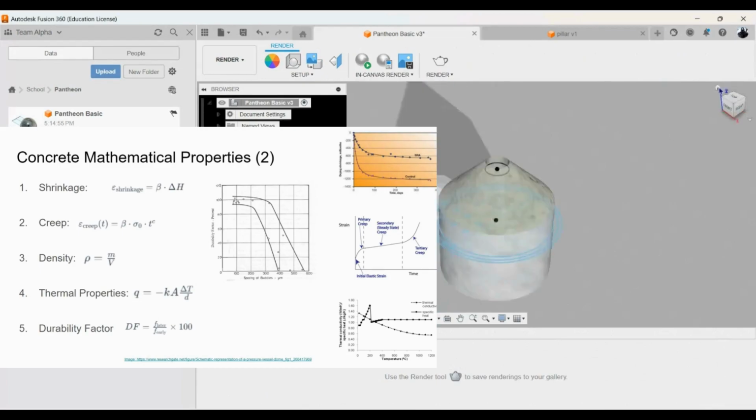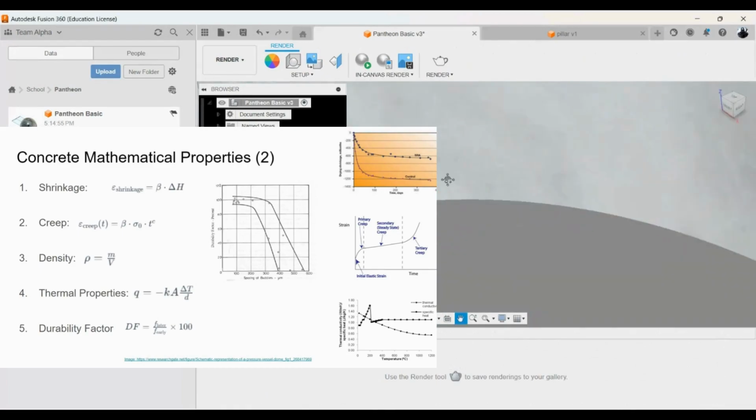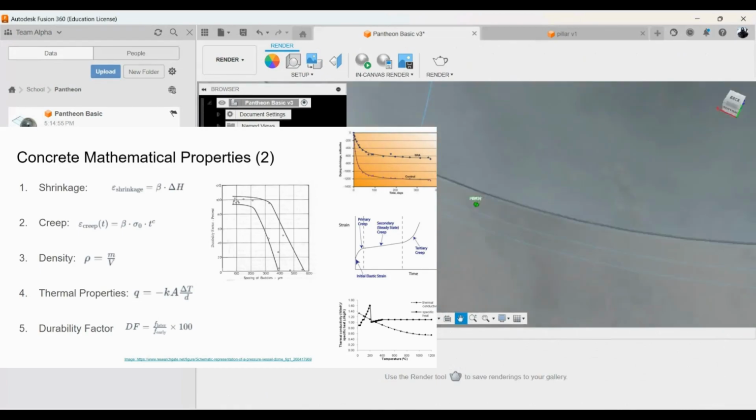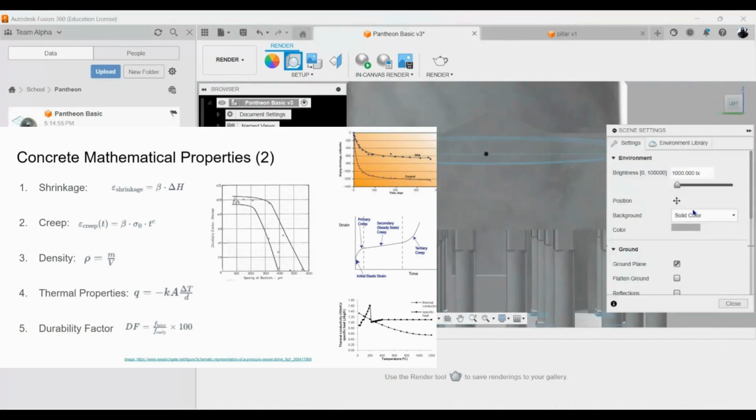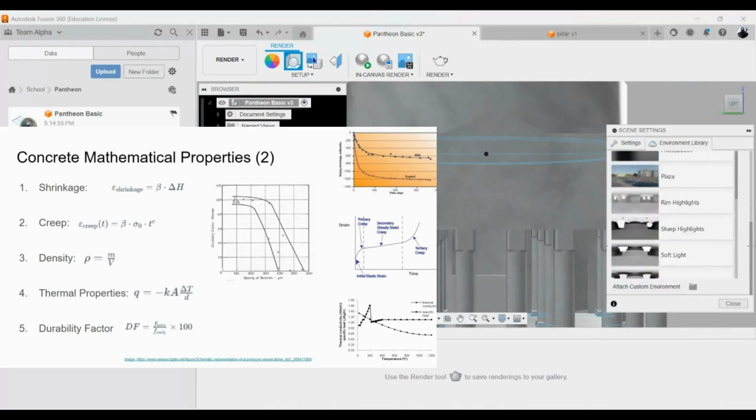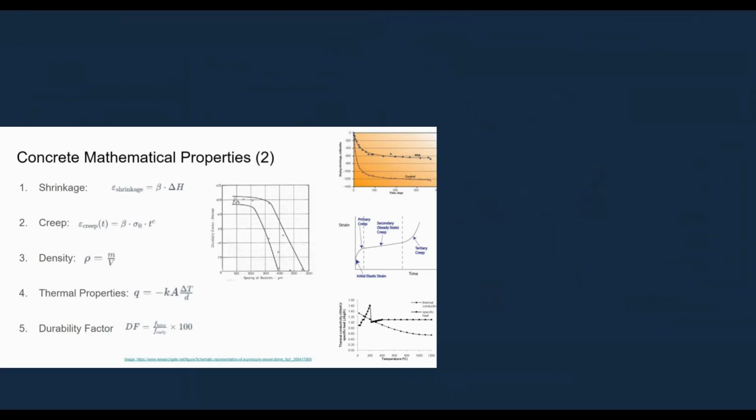And then thermal properties. Q is the heat transfer rate, K is the thermal conductivity, A is the cross-sectional area, which is again 2 pi r squared, T is the temperature difference, and D is the thickness of the material. And then lastly, we have the durability factor, which is like a friction coefficient, but it's a factor of how long concrete can last without losing its shape.